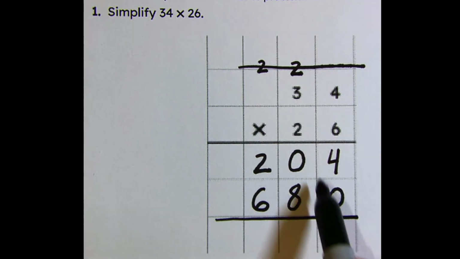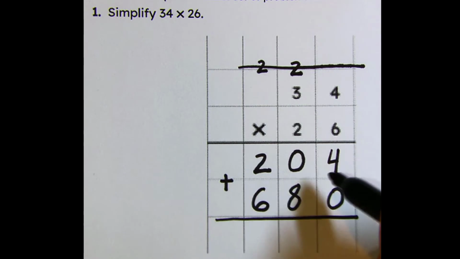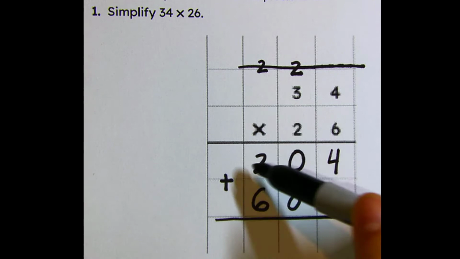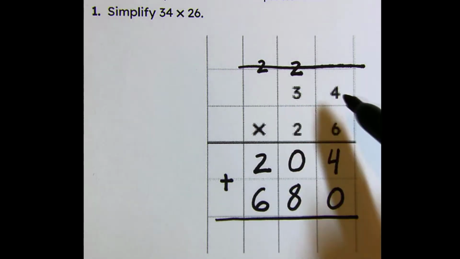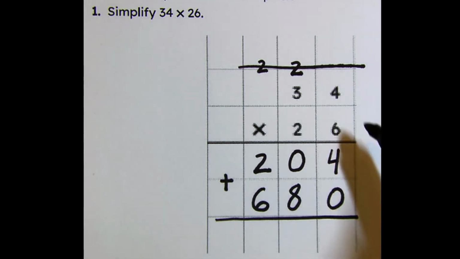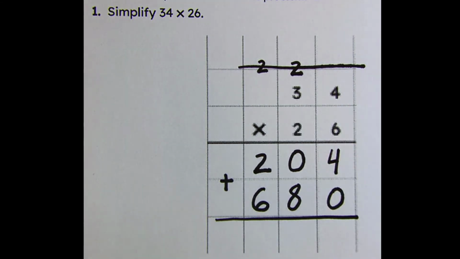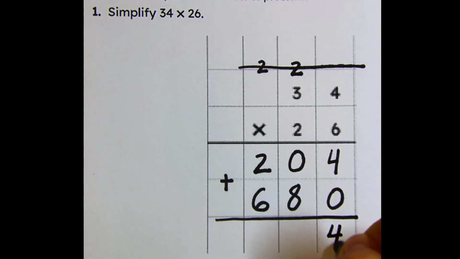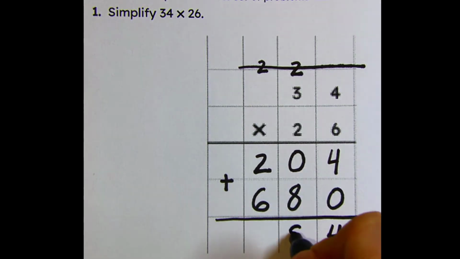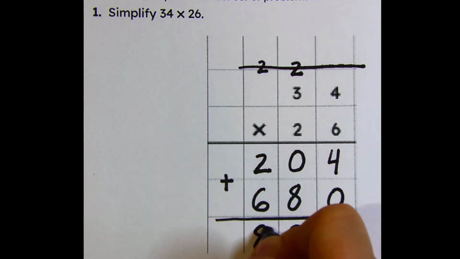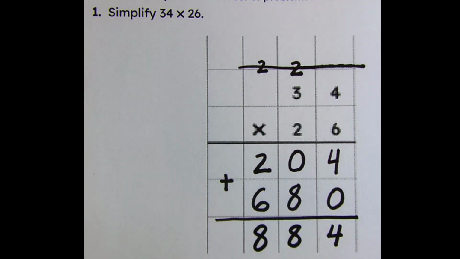So now I'm going to add the answers to these two multiplication problems together. Remember, this first row is 6 times 34, and the second row is 20 times 34. But I want to figure out what 34 times 26 is in total. So I'll go ahead and add. 4 ones and 0 ones is 4, 0 tens and 8 tens is 8, and 2 hundreds plus 6 hundreds is 8 hundreds. So I have a final answer of 884.